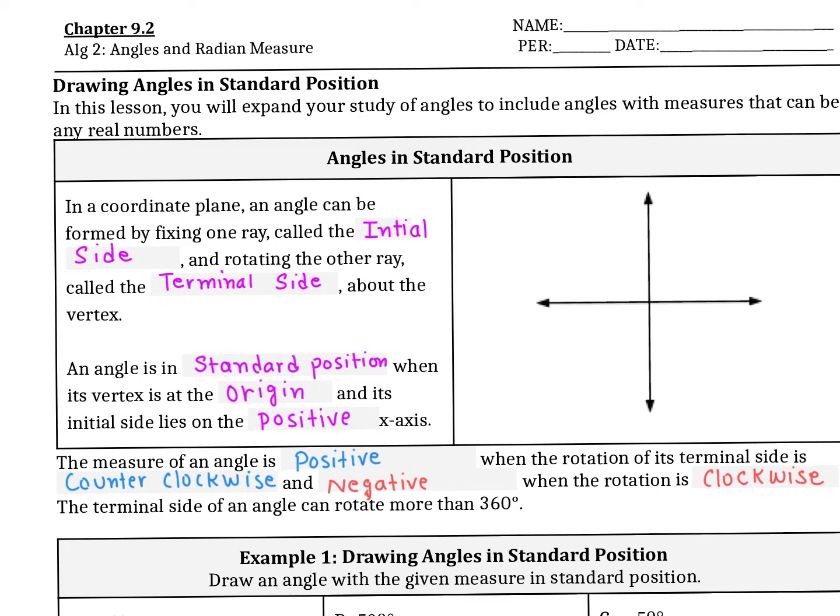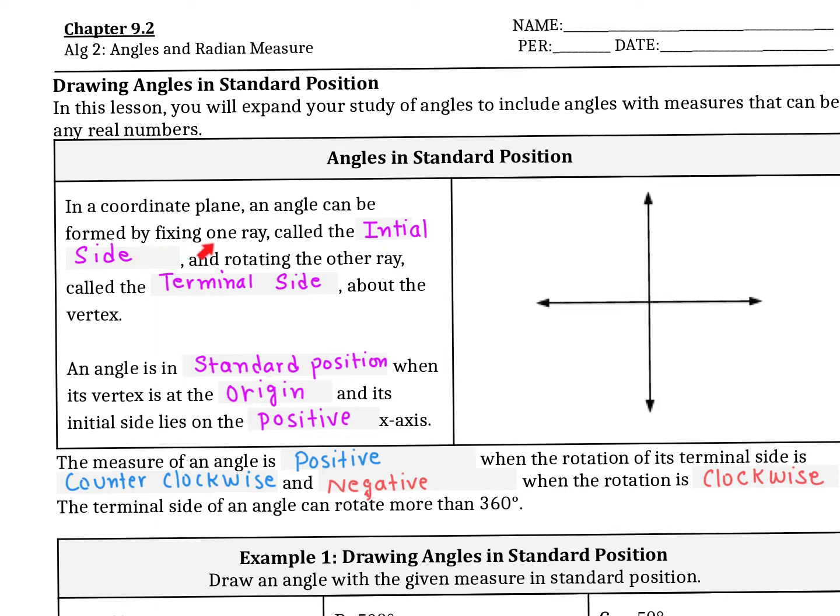Chapter 9.2, Algebra 2, Angles and Radian Measures. Drawing angles in standard position. In this lesson, you will expand your study of angles to include angles with measures that can be any real numbers. Angles in standard position.